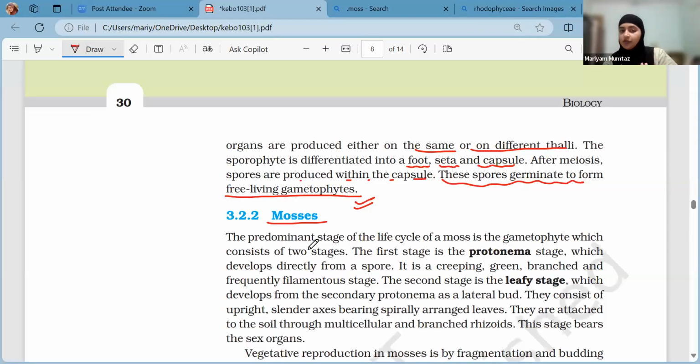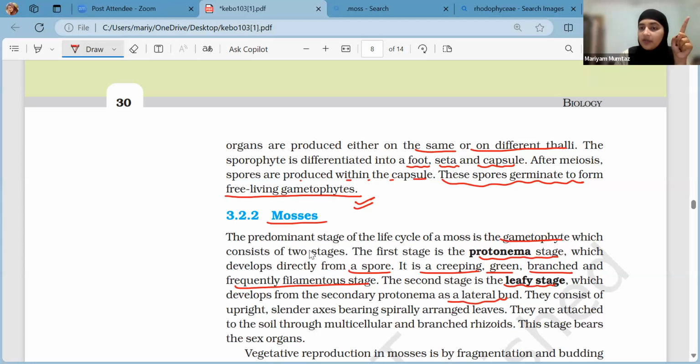All right. So now coming on to mosses. Now you people have seen how mosses look. The predominant stage of the life cycle of moss is the gametophyte, which consists of two stages. The first stage is the protonema stage, which develops from a spore. It is a creeping, green, branched, and frequently filamentous stage.